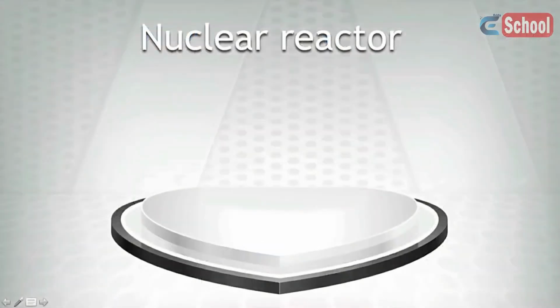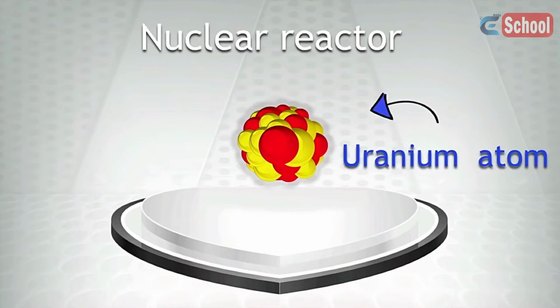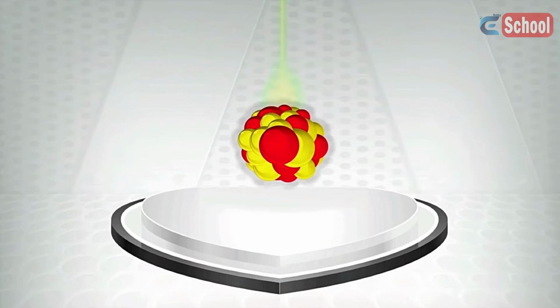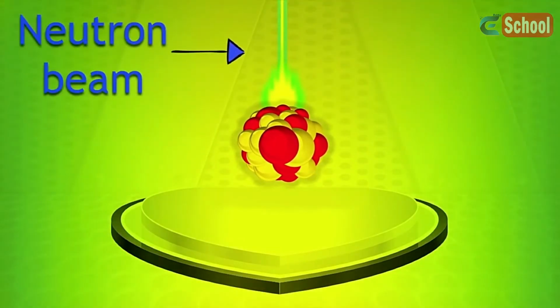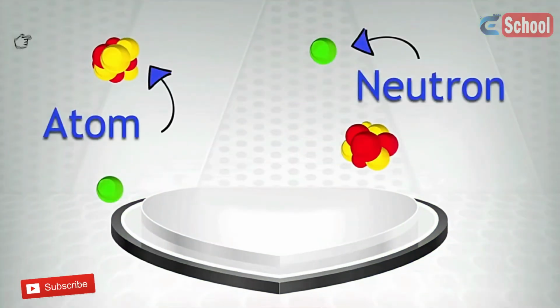A nuclear reactor works by splitting up large atoms such as uranium. This is known as nuclear fission. These large atoms are very unstable and can be split up by firing a neutron at them. They split into smaller atoms and a number of neutrons.